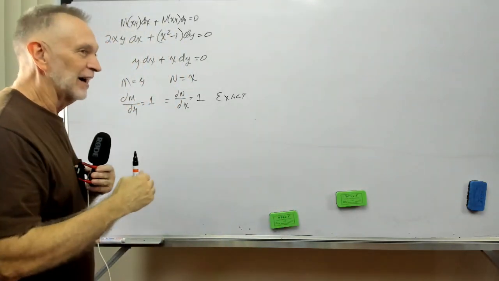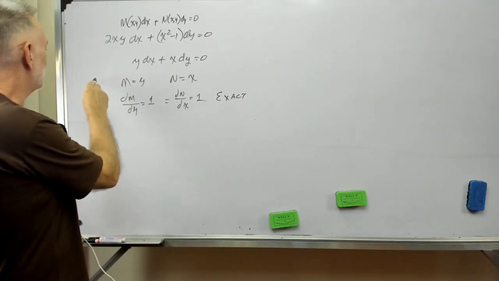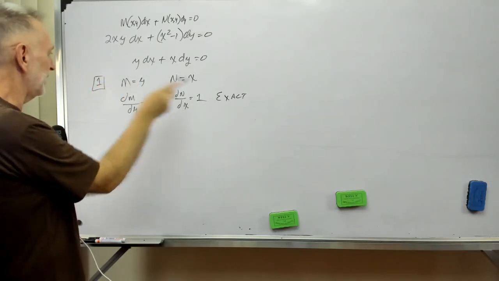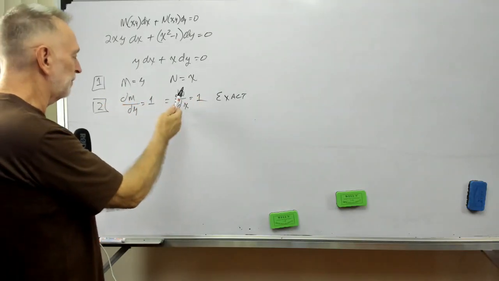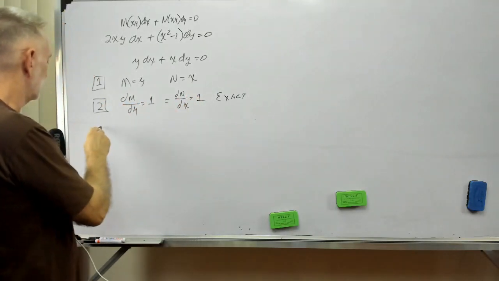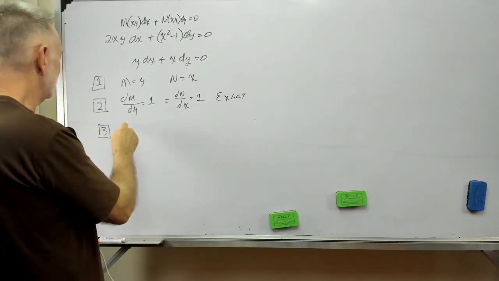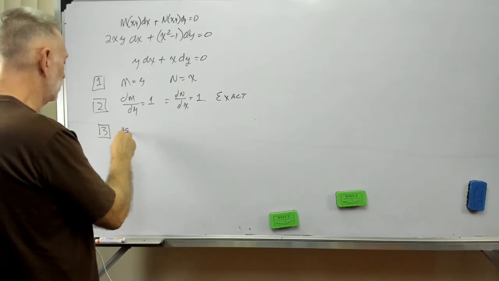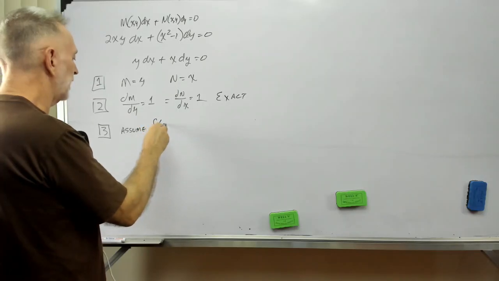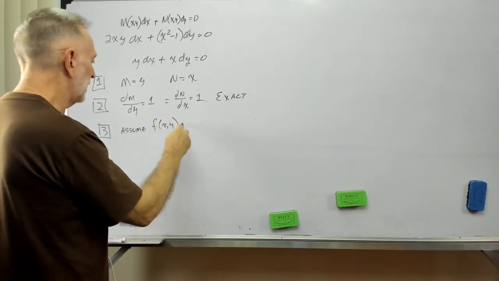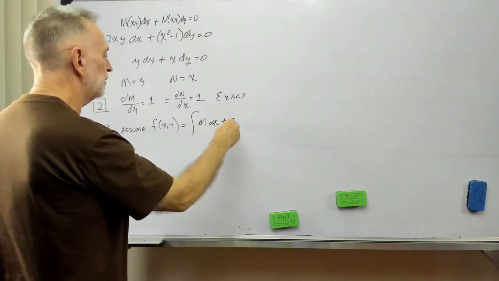Okay, all right. I like processes. All right, here we go. Step 1 was you need to identify M and N. Step 2, you need to take the partials and determine if it's exact or not. Okay, step 3. Now you can do this one of two ways, but let's assume, it's an assumption here, that f of xy, some function of xy, equals the integral of M dx plus g of y.